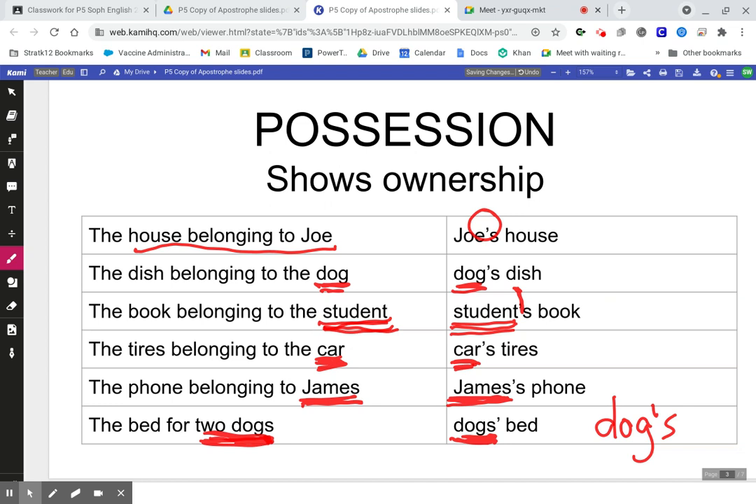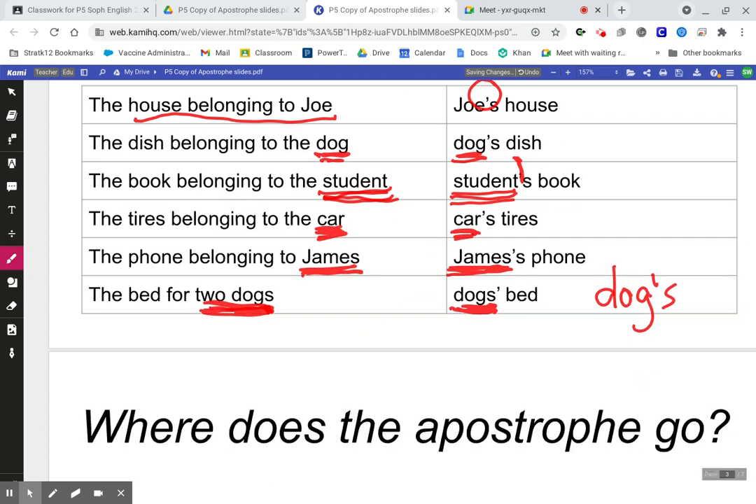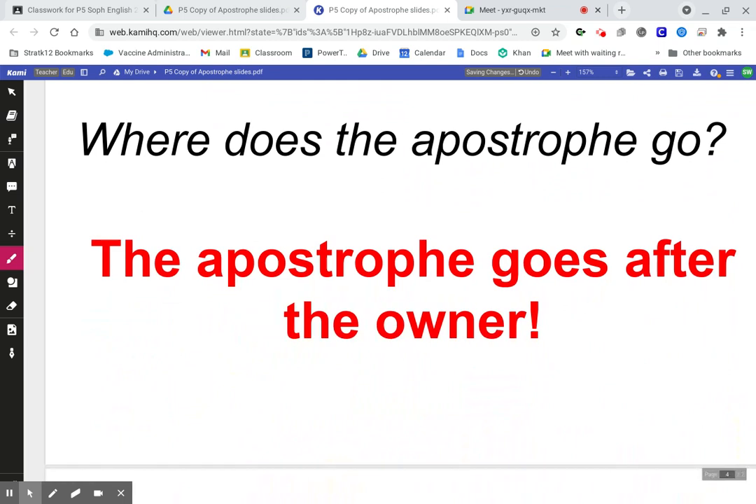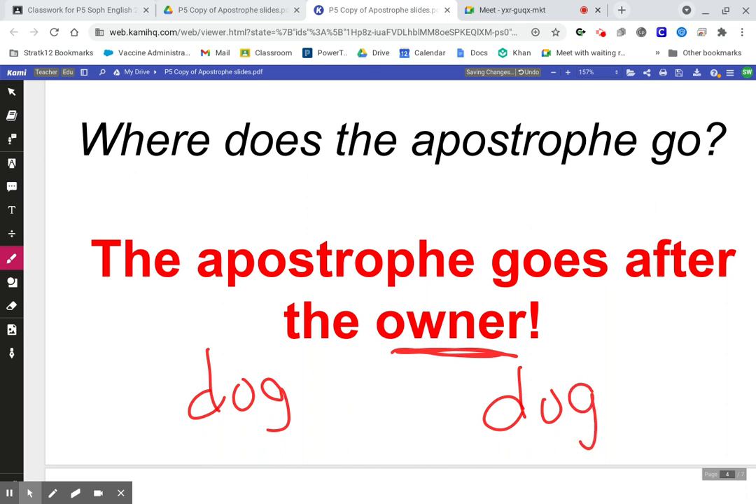English language is very complicated and it's a mess. But remember, your apostrophe will always go after the owner. Any questions on possession? Where does the apostrophe go? It always goes after the owner. All right? If the owner is one dog, the apostrophe goes after dog. If the owner is two dogs, the apostrophe goes after two dogs. The apostrophe goes after the owner.